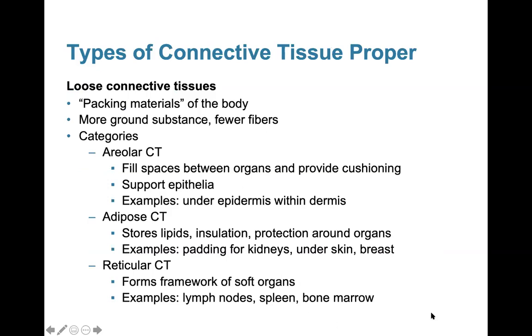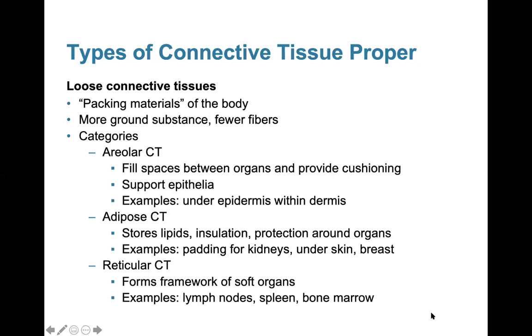So let's look at the loose different types of connective tissue proper. This is what we refer to as the packing material of the body. More ground substance, fewer fibers, and because you have fewer fibers, that's why it's referred to as loose connective tissue.